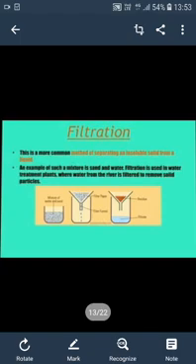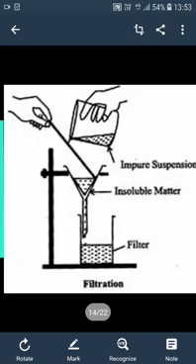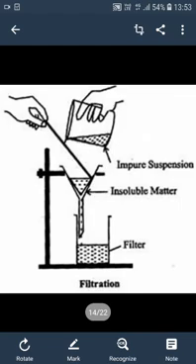So filtration is a method used for separating fine insoluble solid particles from a liquid using a filtering device. This can be done in the laboratories using a funnel and a filter paper.